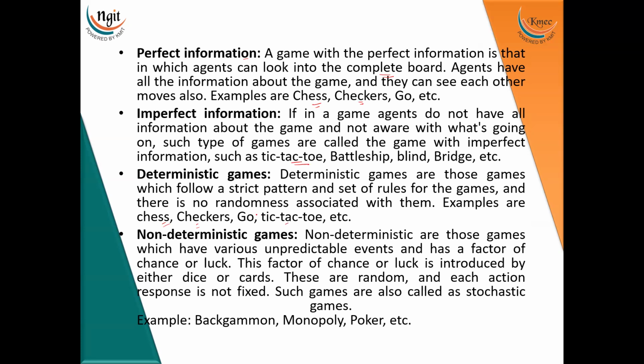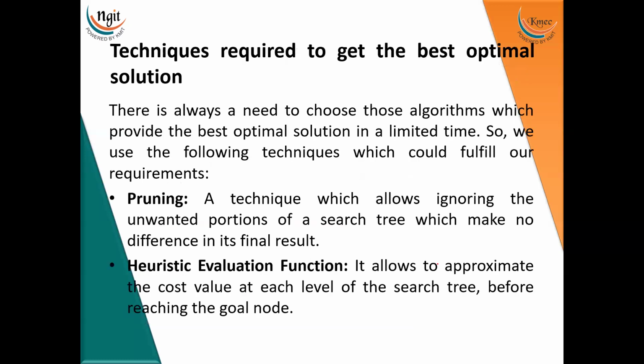And coming to non-deterministic games, these are those games which have various unpredictable events, and here there is a factor of chance or luck. Okay? That factor of chance or luck is introduced by either dice or cards, which we play with. So such things we generally call non-deterministic games, or we can also call them stochastic games. So these are some of the information regarding these different types of games. Let us see the next one.